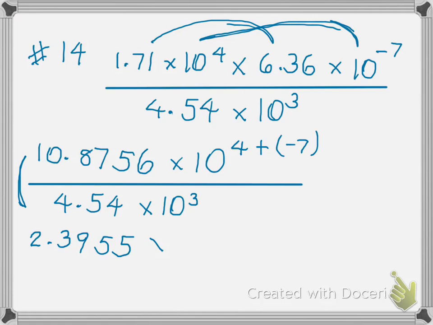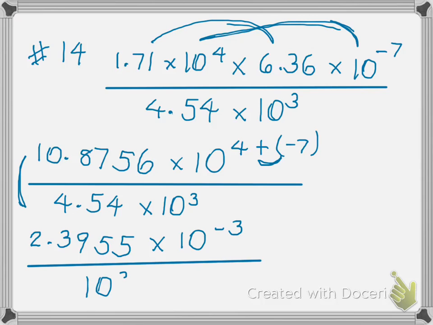Then I'm going to simplify these signs. 4 plus minus 7 is the same as 4 minus 7, right? Because these are different signs, so it's negative. 4 minus 7 is minus 3. Because 7 minus 4 is 3, but the bigger absolute value is negative, so the answer is negative 3. And on the bottom, I still have that 10 to the power of 3.